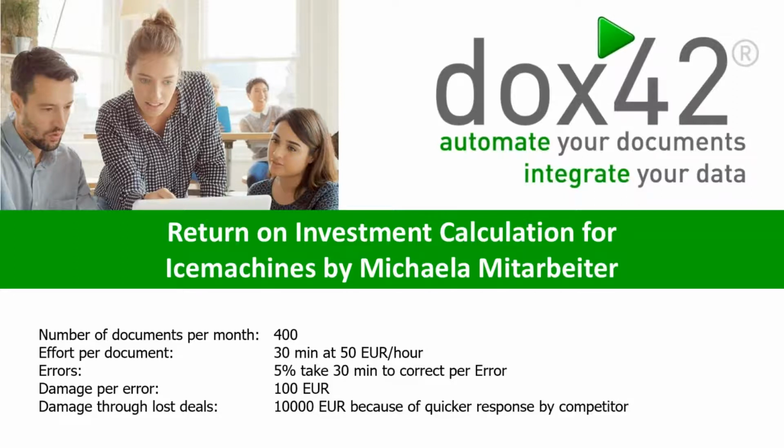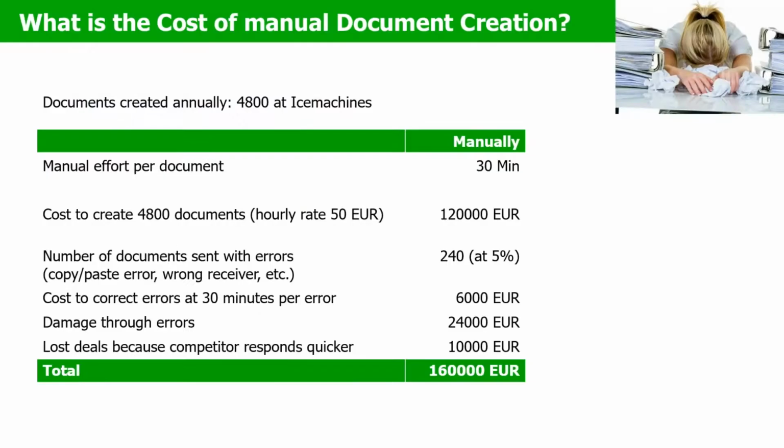Okay, it was created by Dox42, surprisingly. It's an individualized return on investment calculation for ice machines by Michael Mitarbeiter. Here are all the inputs. 400 documents, effort per document 30 minutes, 50 euros per hour. Errors, 5% errors, 30 minutes to correct each error, damage per error, lost deals, etc. Okay, so this is just summing up the scenario.